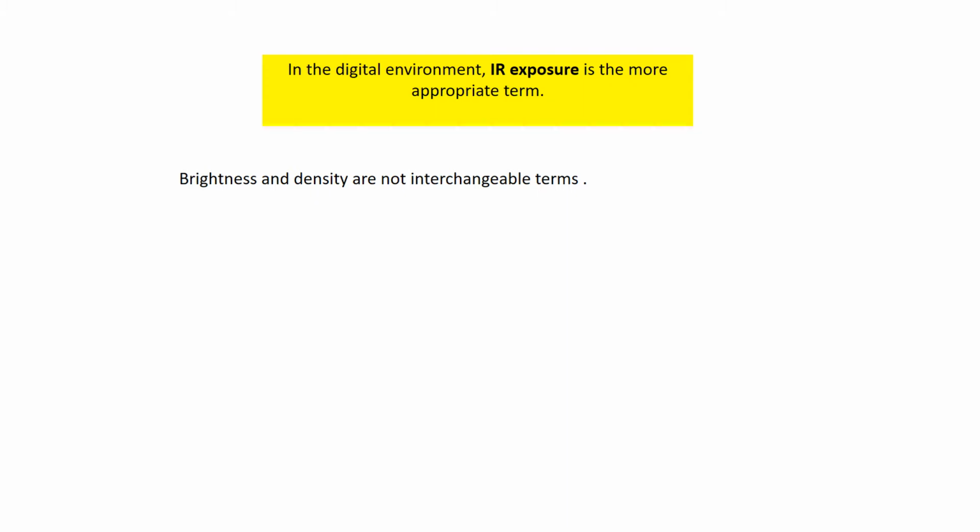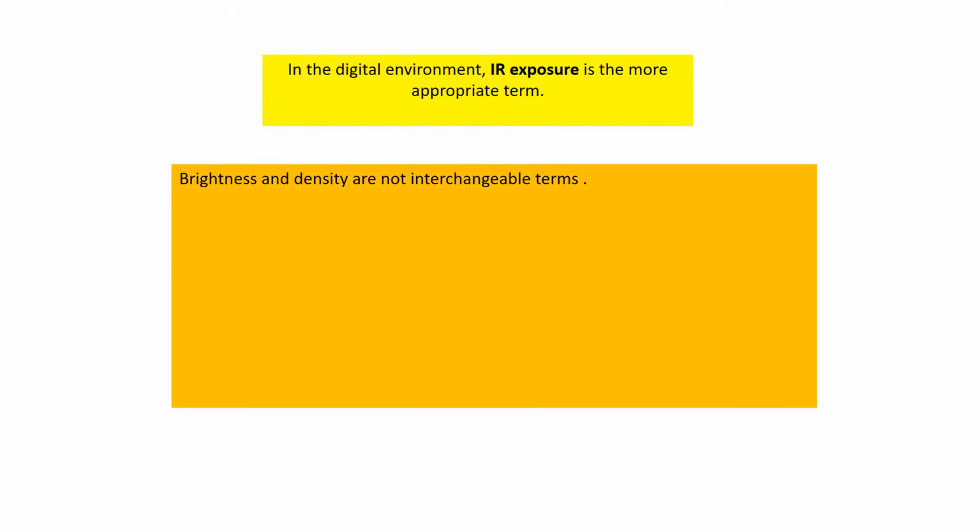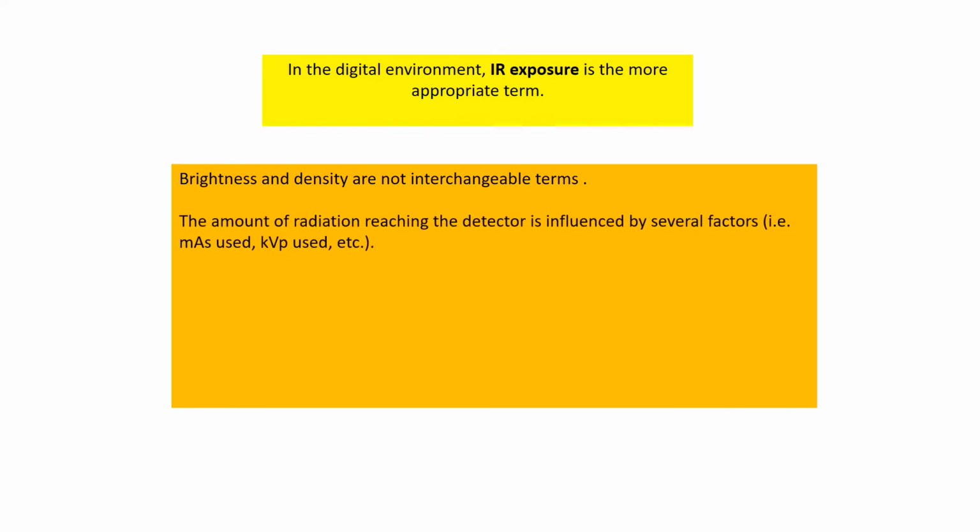Carlton makes it a point that brightness and density are not interchangeable terms, although some authors you're going to find do combine the two. They talk about brightness, IR exposure, and density almost as being the same thing, and they're really not. When we're talking about IR exposure, we're talking about the amount of radiation that's reaching the detector. And that amount is influenced by a lot of different factors: the mass that we use, the kVp we use, the distances that we use, and so forth.